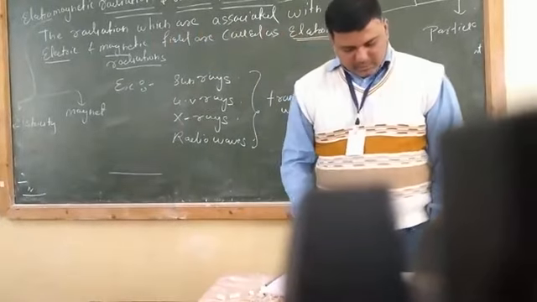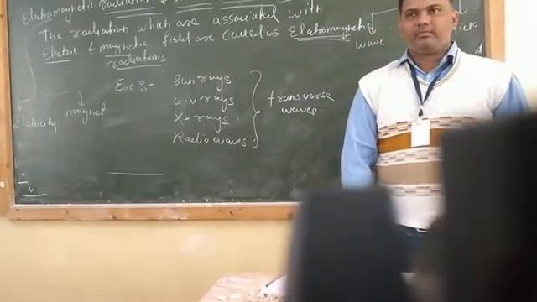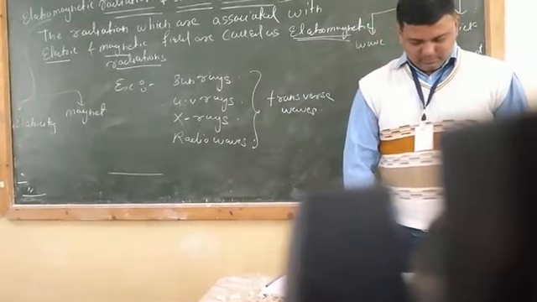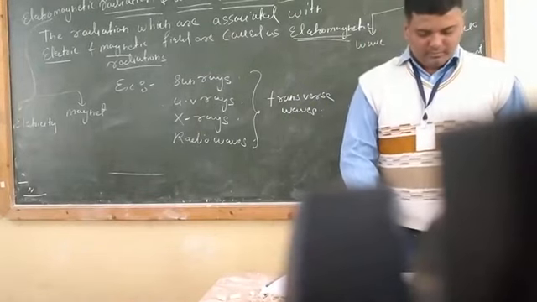Then next point, one more point, write down. Electromagnetic radiation has two kinds of nature.